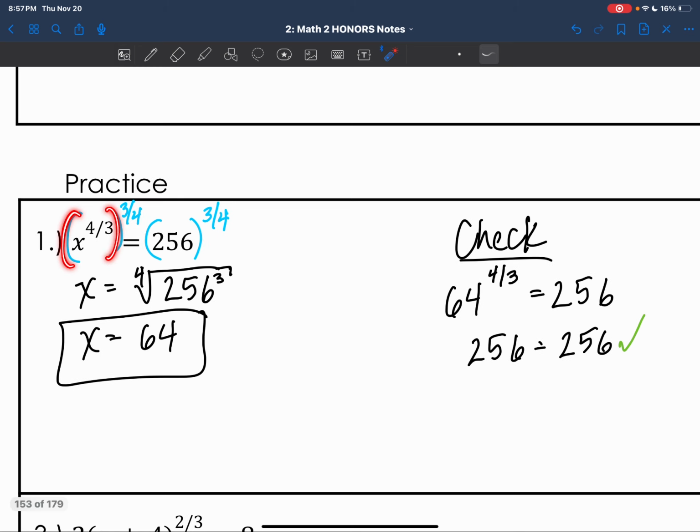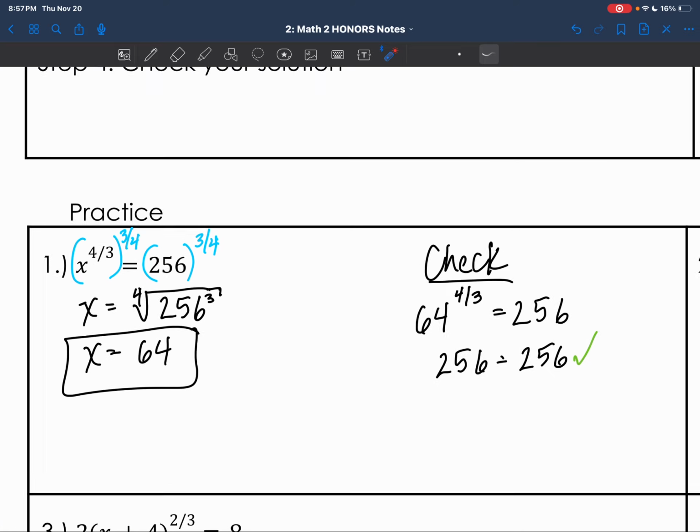So what we do to one side, we're going to do to the other. We're going to take this side to the 3/4 power. So when you do that, you'll get x equals 256 to the 3rd power, and you're going to take the 4th root of that. And that would be 64. And then you can check your answers from there.